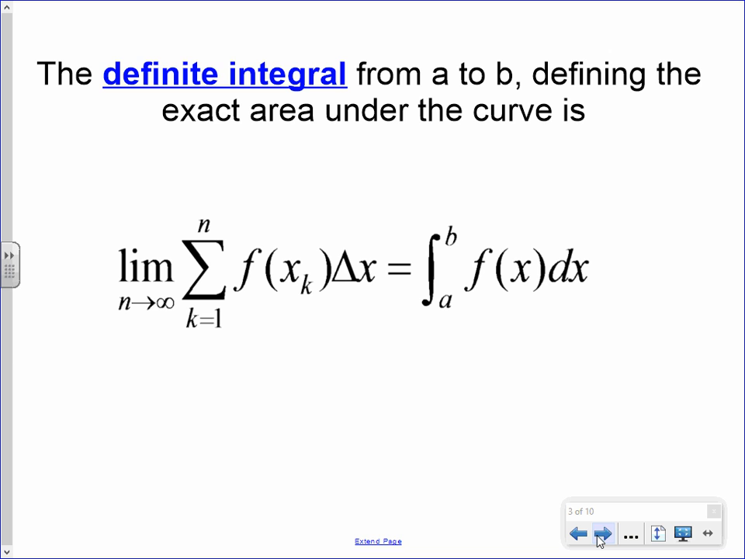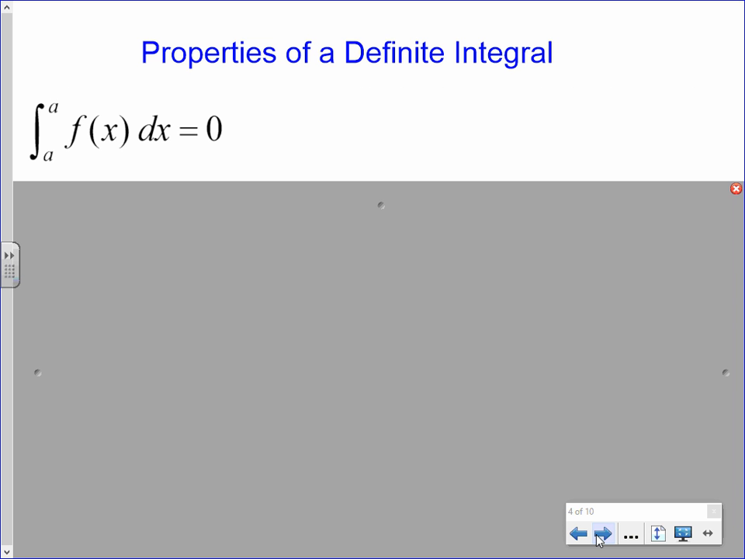Now, there are a couple properties. There are some properties of a definite integral that we need to go through. Some of them will be important for today, some for Monday. So we're just going to write them down right now. The integral from A to A of any function is 0. I'm basically asking you, what's the area from A to A?